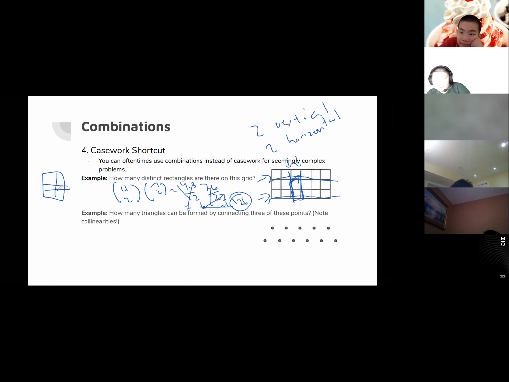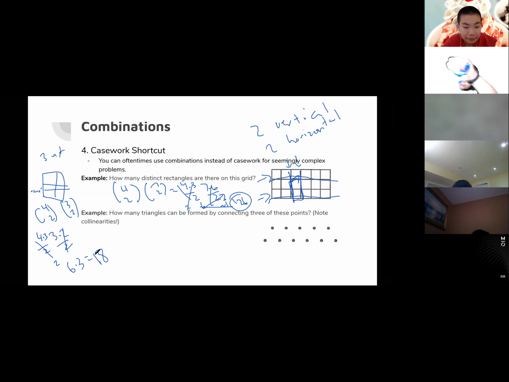And we can confirm that this works using a smaller case. Again, we want to choose 2 vertical and 2 horizontal. We have 3 vertical here and 4 horizontal here. We already know the answer to this one will be equal to 18, but let's check again. 4 choose 2 to choose the horizontal lines, 3 choose 2 to choose the vertical lines. 4 times 3 divided by 2, 3 times 2 divided by 2. That cancels, and you're left with 6 times 3, which is indeed equal to 18. Does anyone have any questions about this?